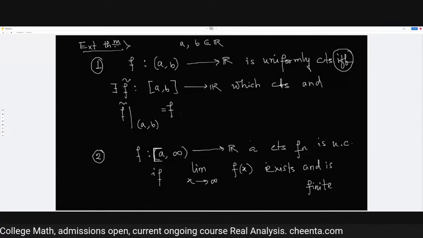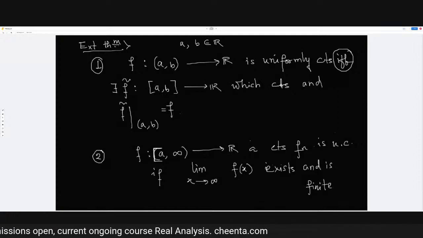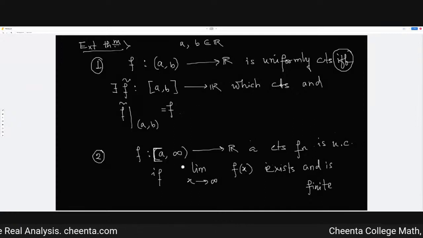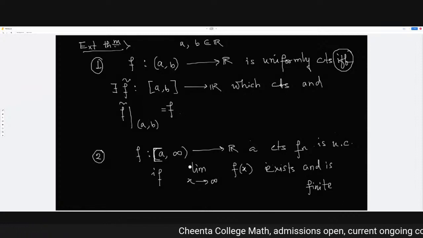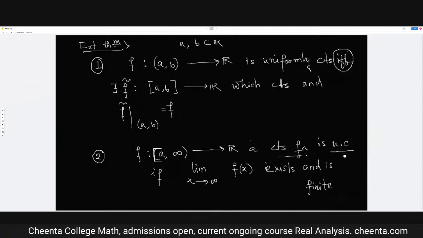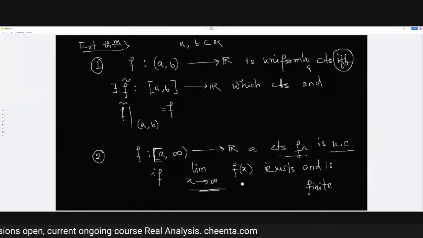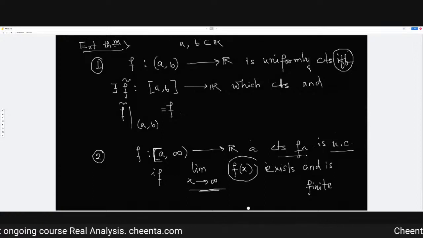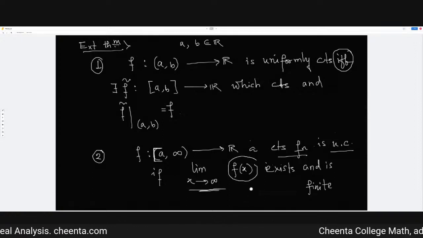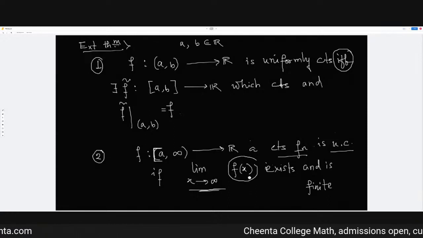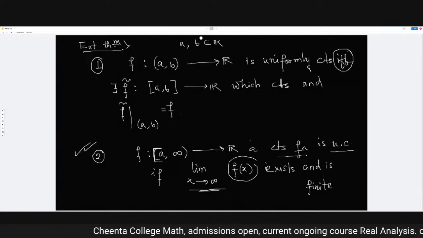Okay, so this is the second extension criterion, which suggests that if I have a semi-closed, semi-open interval like [a, infinity) or (minus infinity, b], then a continuous function turns out to be uniformly continuous whenever the limit as x tends to infinity of the function exists. So this is precisely the way we will solve our problem, by extension theorem 2.